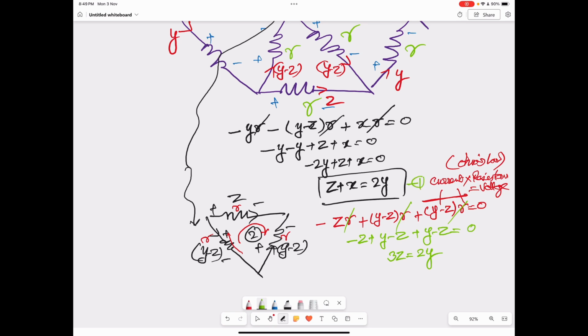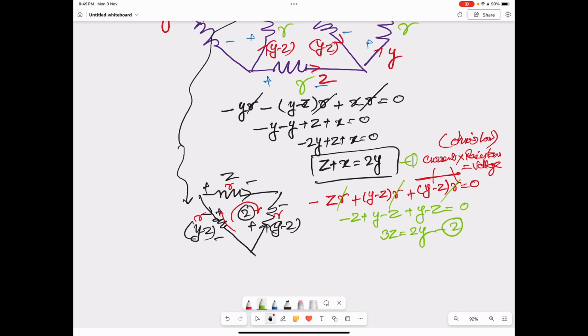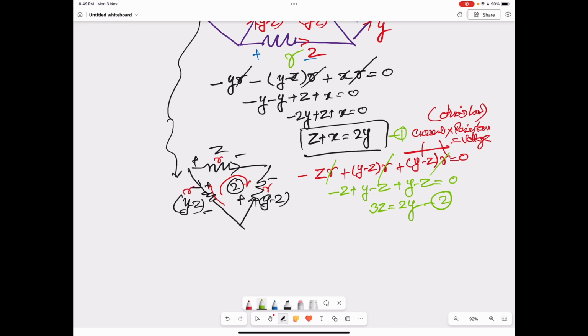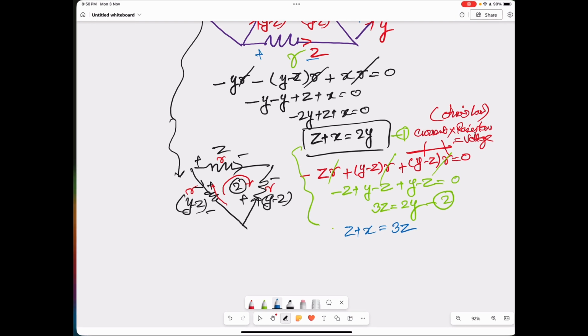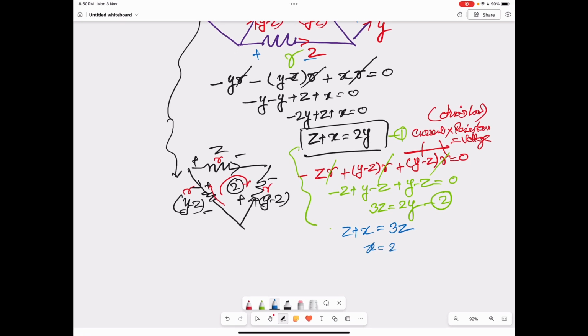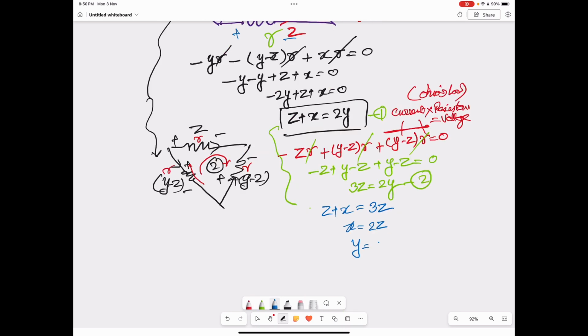So if I make this equation 1 and this 2, very simple. I'll put the value of 2y in 1. So I can write this equation as z plus x is equal to 3z. Okay. So x is nothing but 2z and y is equal to 3z by 2. So all the currents have come in the form of z.